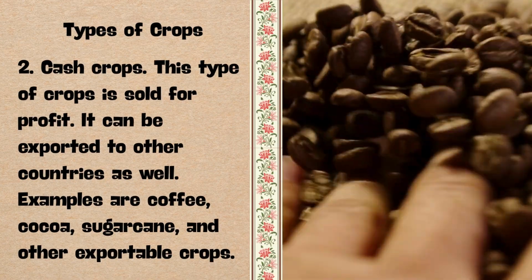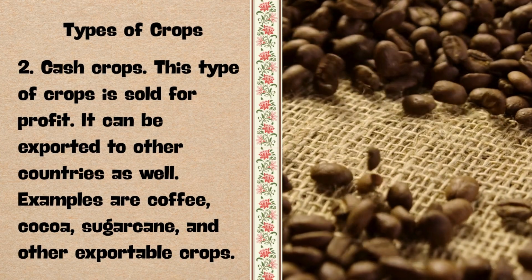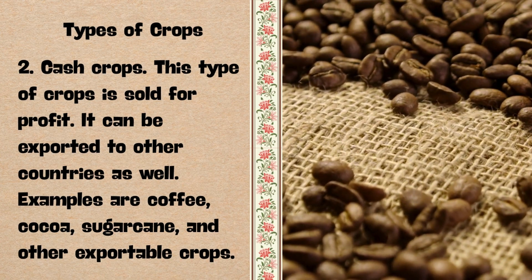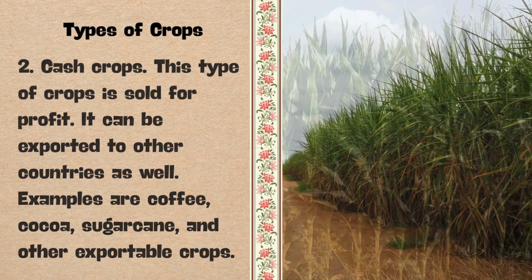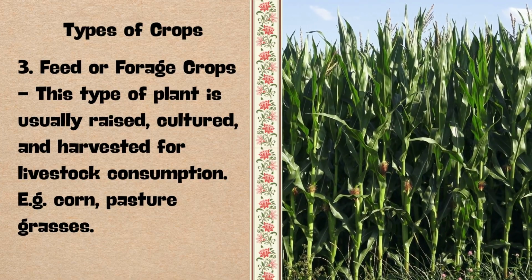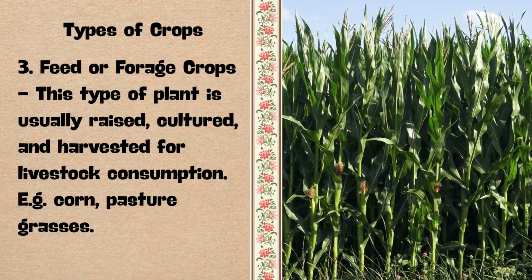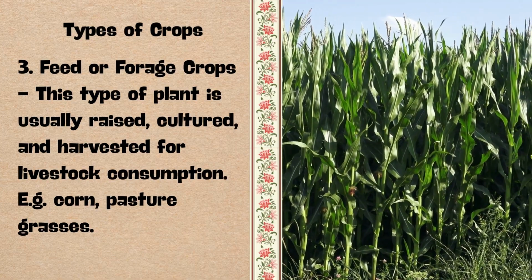2. Cash crops. This type of crops is sold for profit. It can be exported to other countries as well. Examples are coffee, cocoa, sugarcane, and other exportable crops. 3. Feed or forage crops. This type of plant is usually raised, cultured, and harvested for livestock consumption. Examples are corn, pasture grasses.